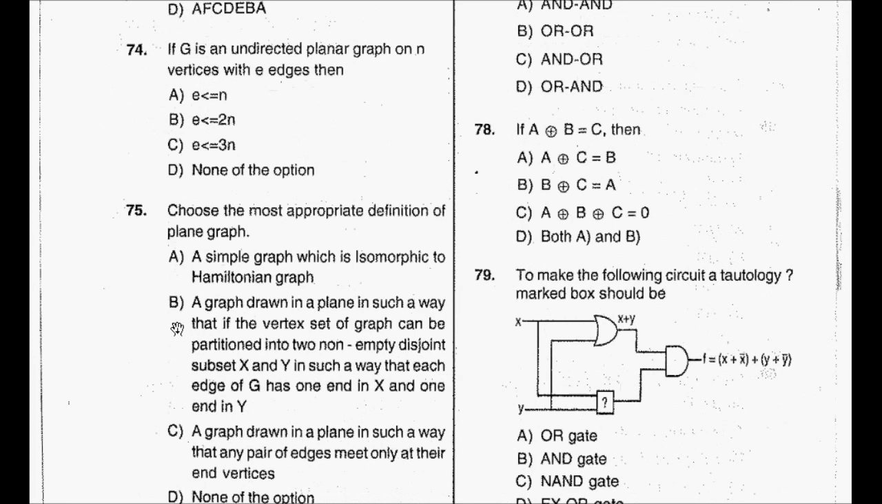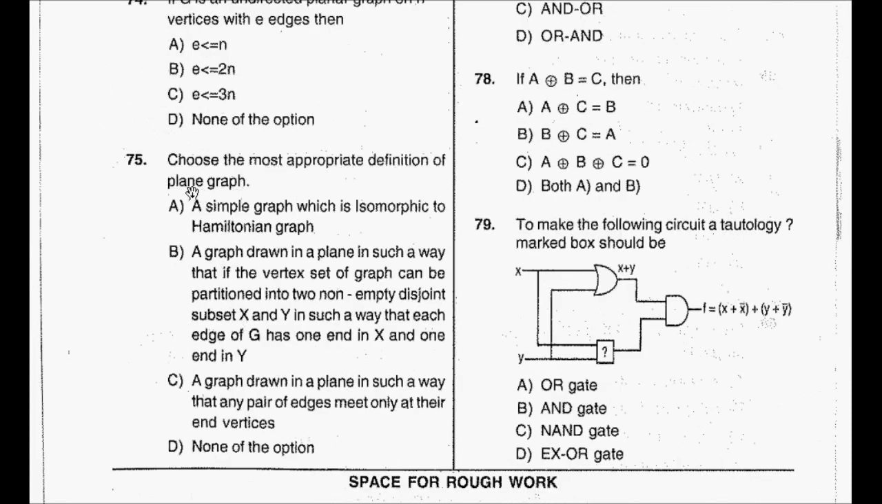Okay, next is what is a planar graph. A plane graph means there shouldn't be any intersection. A graph drawn in a plane in such a way that any pair of edges meet only at their end vertices.